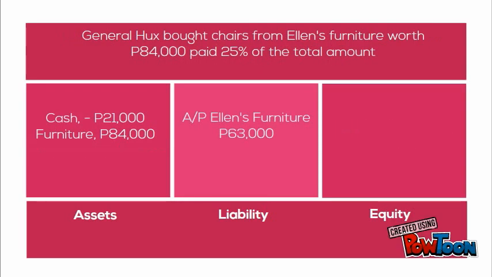In this situation, you will lose cash because you're trying to buy something for your business. And since you only pay 25% of it, you only have to get rid of that exact amount of cash, or the 25%. But you're going to have an accounts payable because you owe Ellen's Furniture over 63,000, because you didn't pay the full amount, you only paid 25% of it.